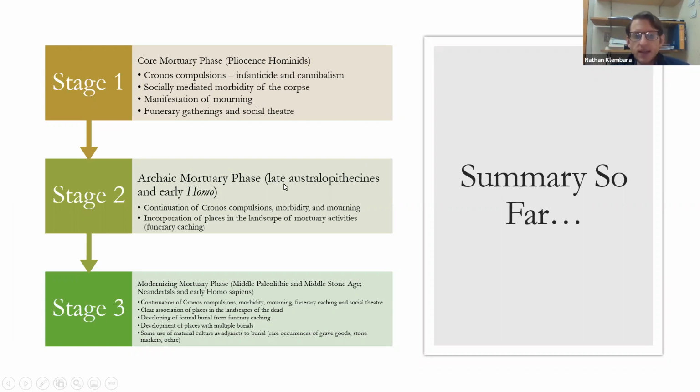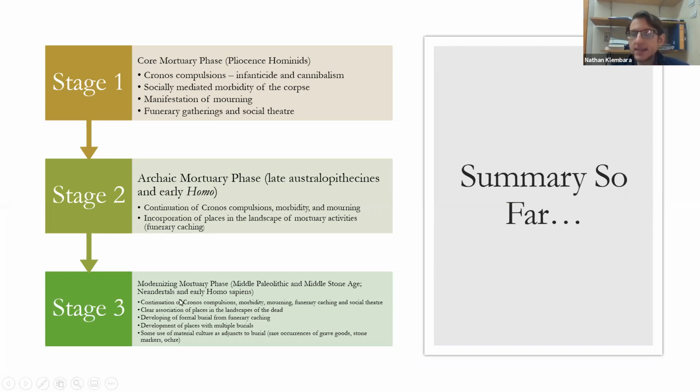Stage 2 occurs in the late Australopithecines and early Homo. This is where we see the continuation of those Cronos compulsions, morbidity behavior, and mourning. But now we're starting to incorporate particular places on the landscape that become important for mortuary activities. So it's in this middle period, stage 2, that we see the origins of funerary caching.